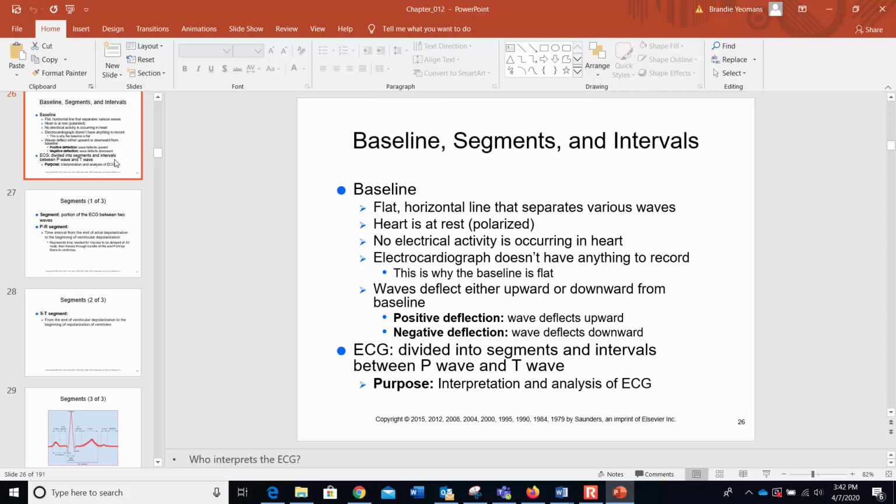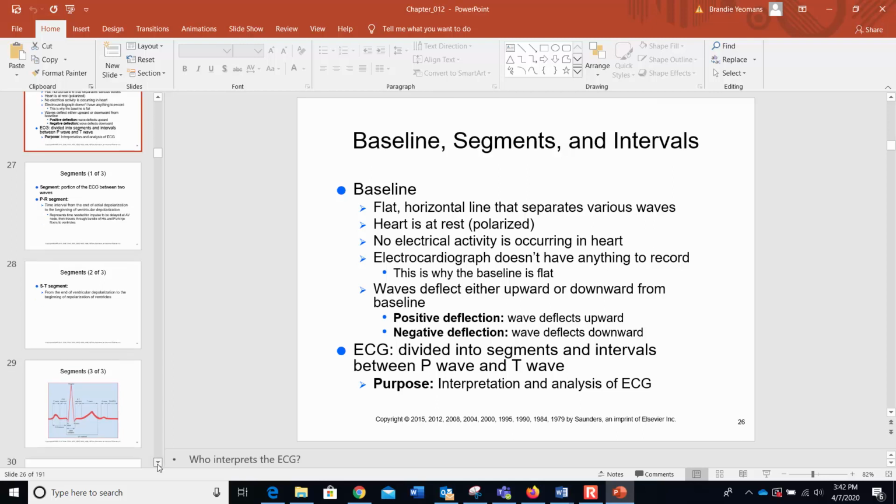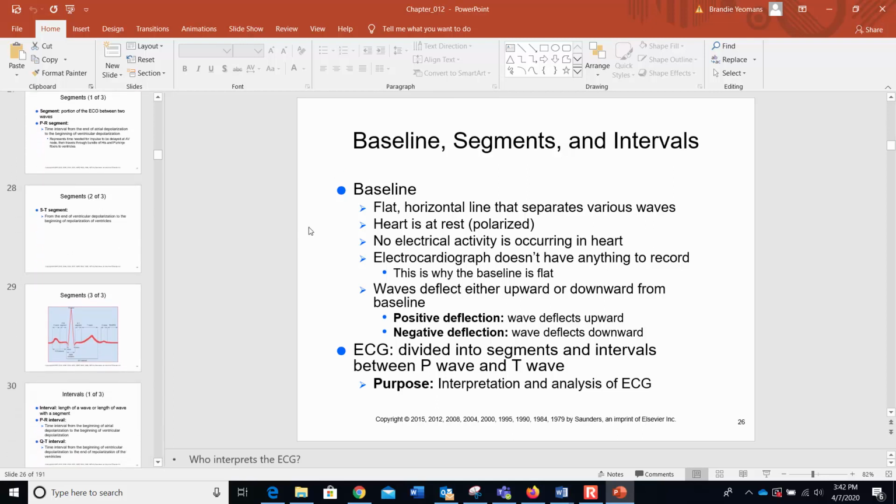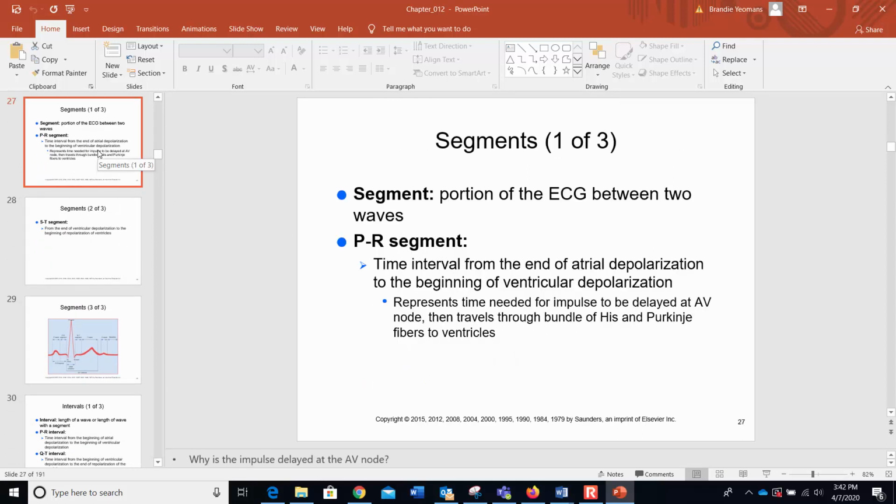Now, when the waves deflect either upward or downward from the baseline, we say that it has a positive deflection, which means that the waves are going up, or there is a negative deflection where the waves are going downward. Okay, so then it's talking about here that the EKG is divided into segments and intervals between the P and the T wave. So why do we do that? Well, that's how we actually read the EKGs.